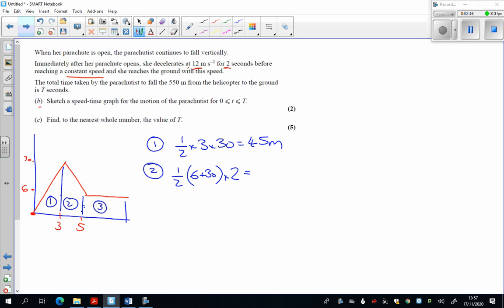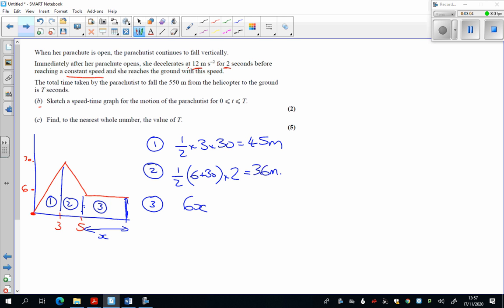And the trapezium is half of the sum of the parallel lines, so that's 6 and 30, times the distance between them. Sorry, I'm going to sing because I do for the GCSEs. That's the way you find the area of the trapezium. So that gives us 36 meters there.